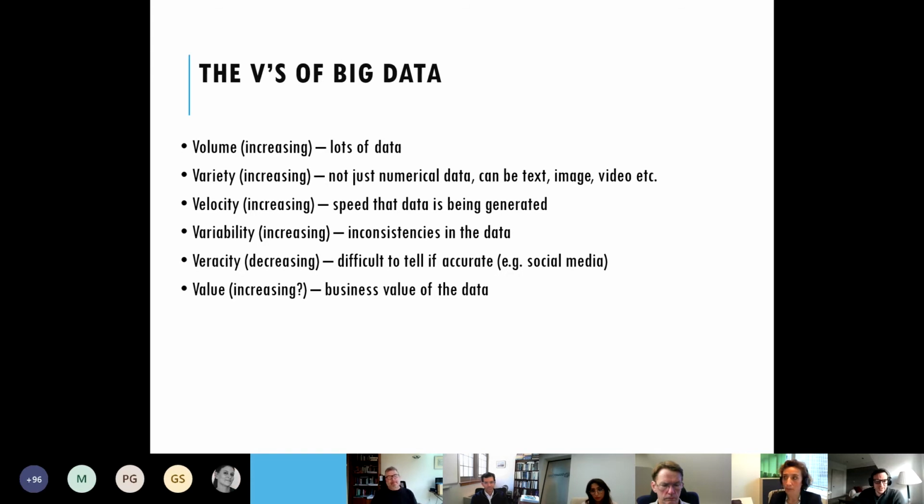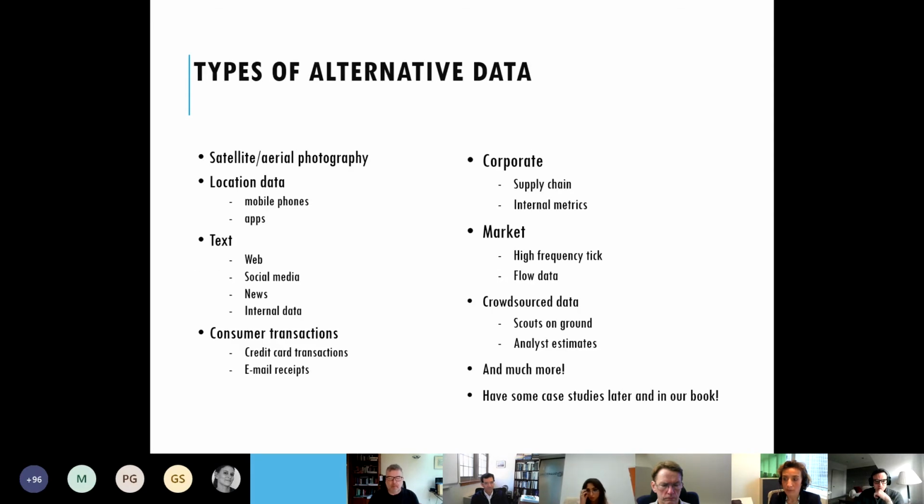And the business value of data with alternative data, we believe, is increasing. So in the book, we proved with many examples that indeed there is value in alternative data. It adds value to trading strategies. Here are some examples of alternative data: satellite, location data, text, consumer transactions, corporate. And now everybody's speaking about inflation and supply chain. Supply chain data is becoming more and more important.